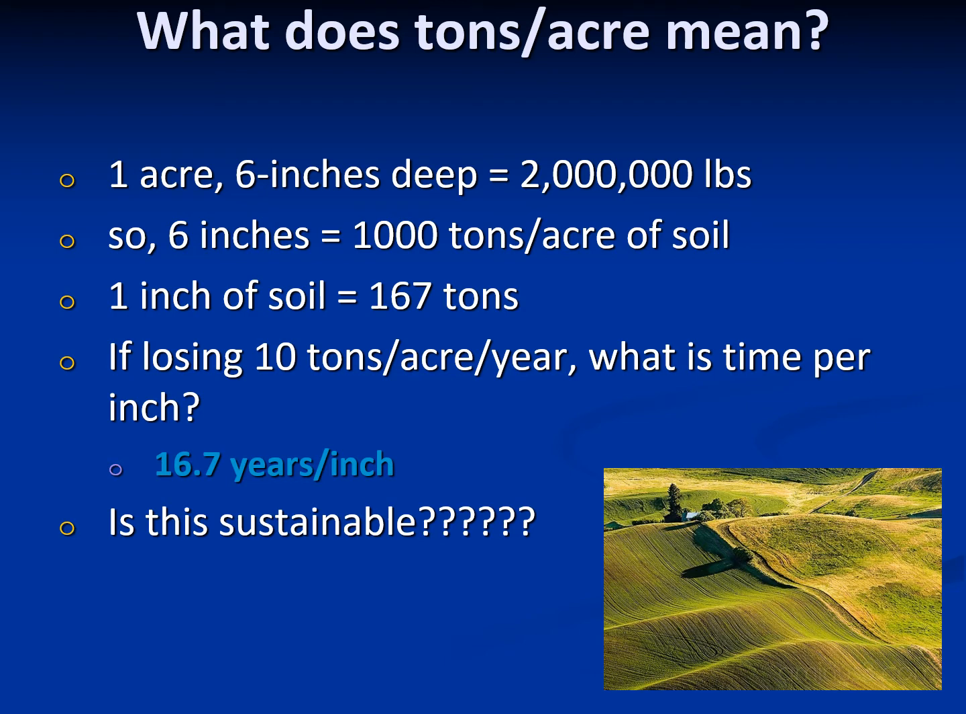Well, about 1 acre, 6 inches deep, is equivalent to 2 million pounds of soil. So if we take about 6 inches of soil, that's about 1,000 tons per acre of soil. 1 inch of soil basically equates to 167 tons of soil. So if we're losing 10 tons per acre per year, what essentially is time per inch? Ultimately, we are losing 16.7 years per inch of soil that we lose. So this is obviously not sustainable.